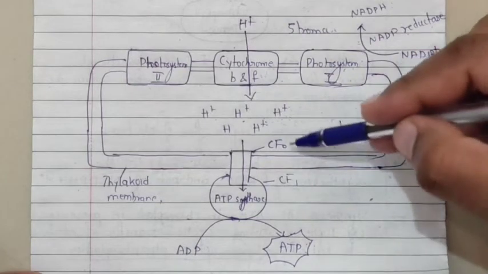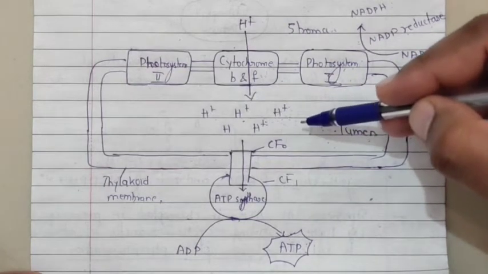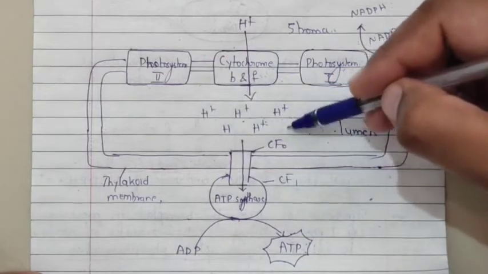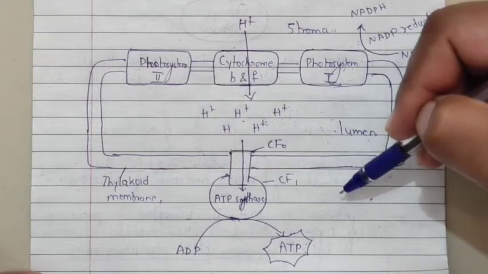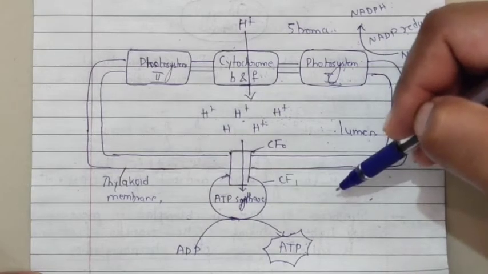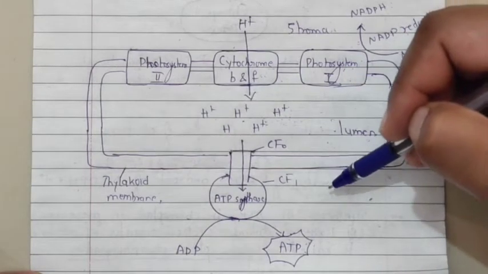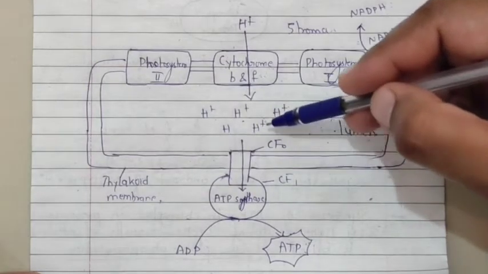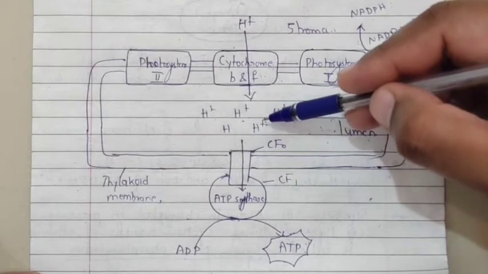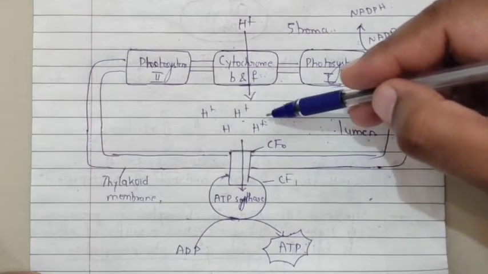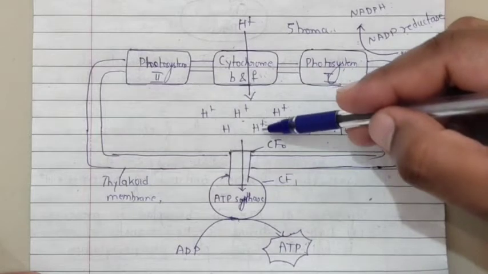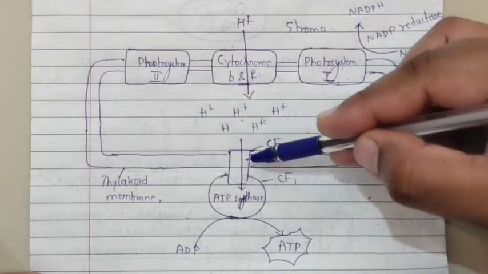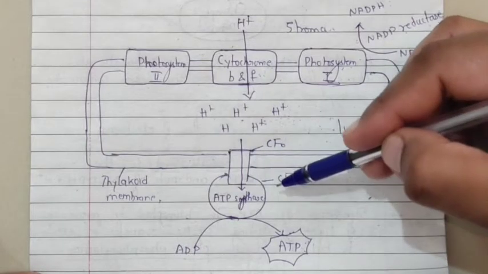The proton gradient is broken down. It should be broken down in order to synthesize the ATP. How is it broken down? As I already told, protons cannot directly pass through the thylakoid membrane because it is impermeable to the proton. But still, this gradient should be broken down. The proton gradient is broken down due to the movement of H plus from the lumen towards the stroma through the transmembrane channel. This is a transmembrane channel of CF0 of ATPase.